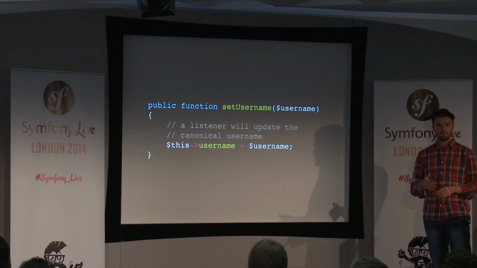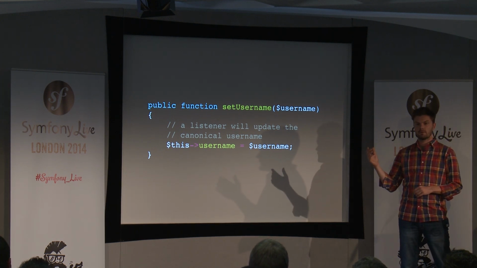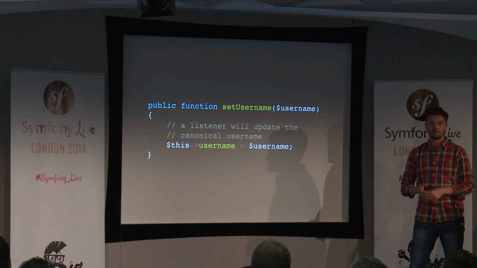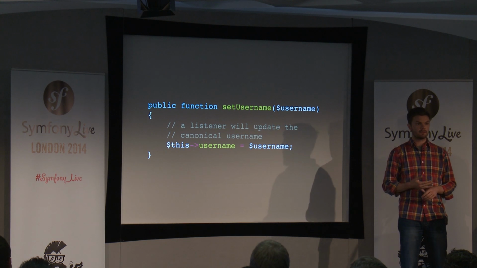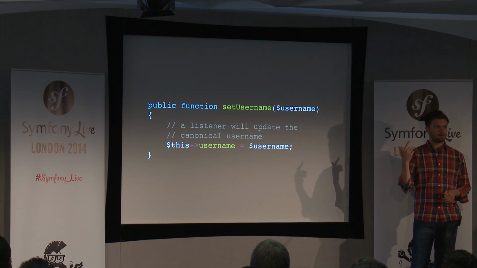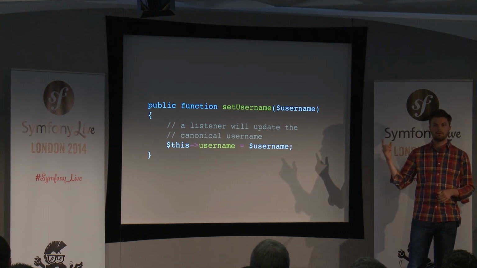So this relates back to what I was just talking about with events. Whenever the username is set, the user class doesn't do anything about canonicalizing it. There's going to be a listener that comes back later and sees that the username was changed, and then uses the canonicalizer to set that canonical username.